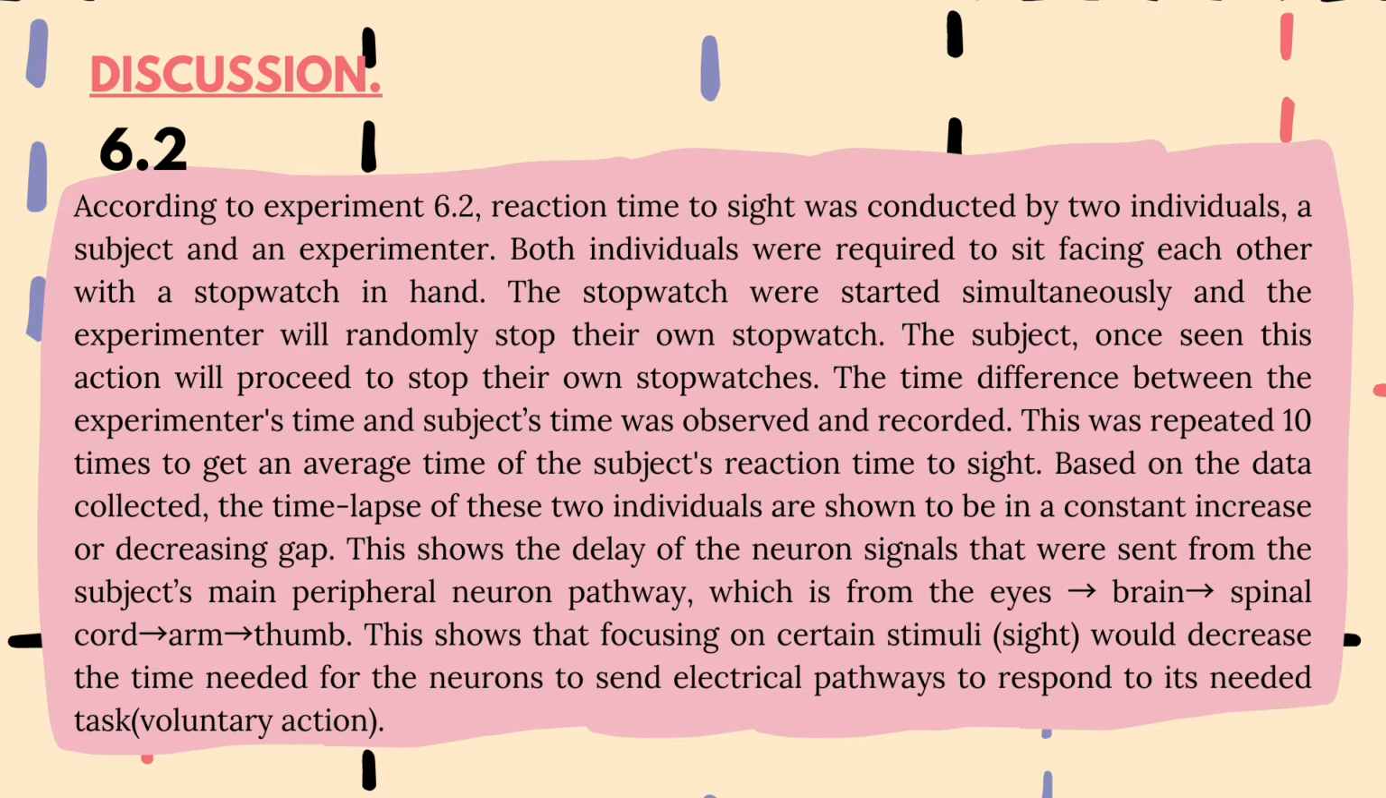Based on the data collected, the time lapse of these two individuals is shown to be in a constant increasing or decreasing gap. This shows the delay of the neuron signals that were sent from the subject's main peripheral neuron pathway, which is from the eyes, brain, spinal cord, arm and thumb. This shows that focusing on certain stimuli, sight, would decrease the time needed for the neurons to send electrical impulses to respond to its needed task.